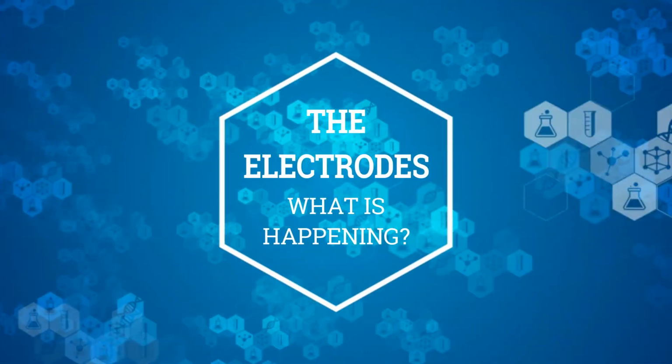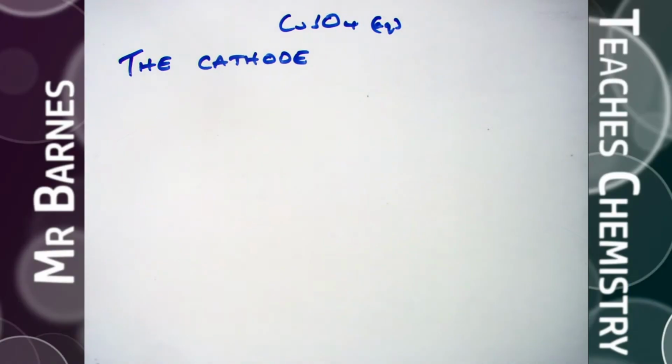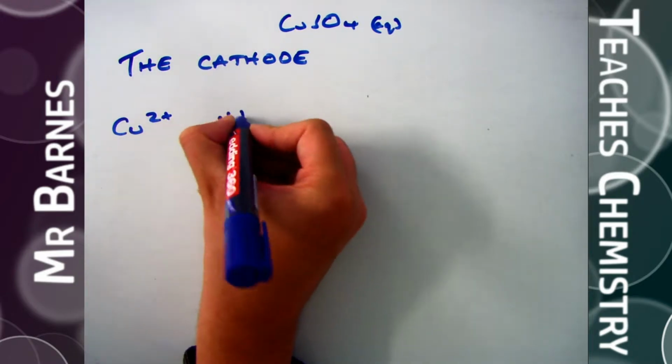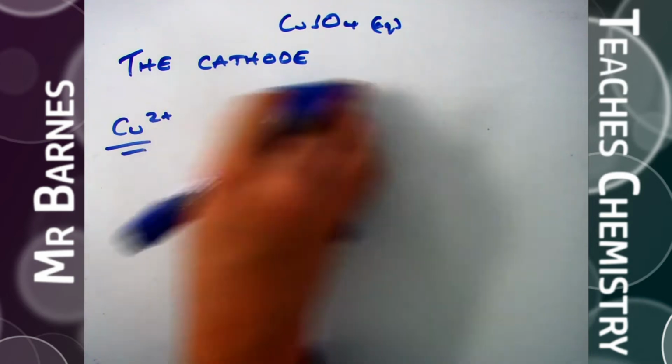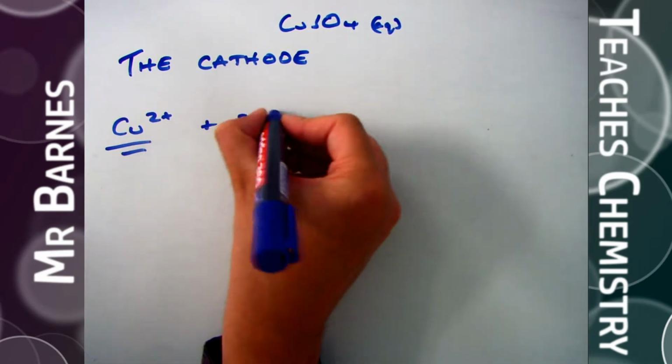Hi guys, welcome to this video looking at what is happening at the cathode and anode during electrolysis. If we start off by writing the half equation for the cathode, when we electrolyse copper sulfate, copper is the least reactive out of copper and H+, therefore copper will form. So I know I've got Cu2+, it's going to go back to copper, so I'm going to add 2 electrons to it.